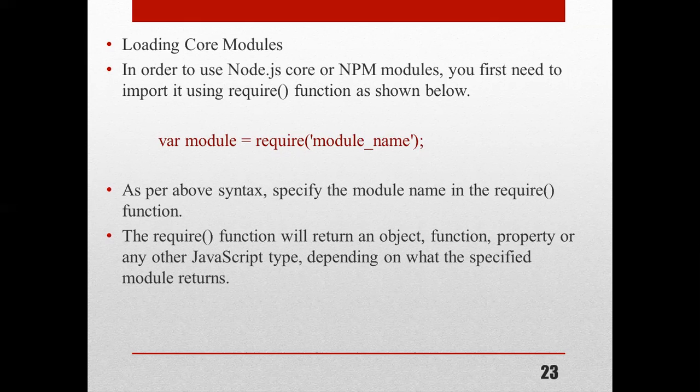So how can we use this require function? Here you can see one variable, take one variable as module, where module is equal to the require function with the parameter module name in single quotes. We pass that parameter in single quotes, that is the module name, and a semicolon here.